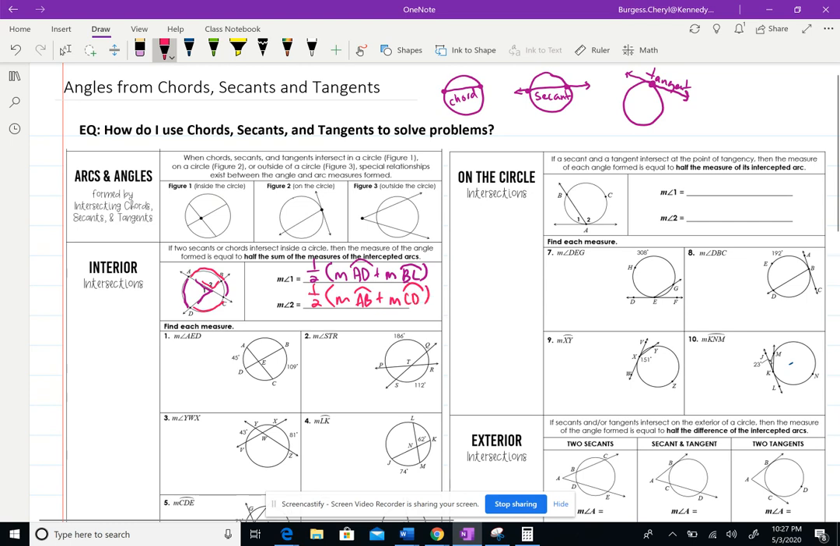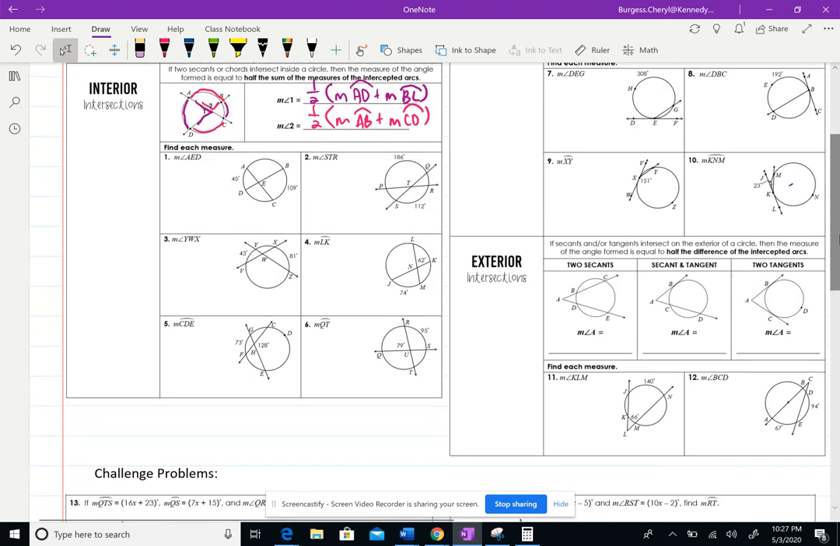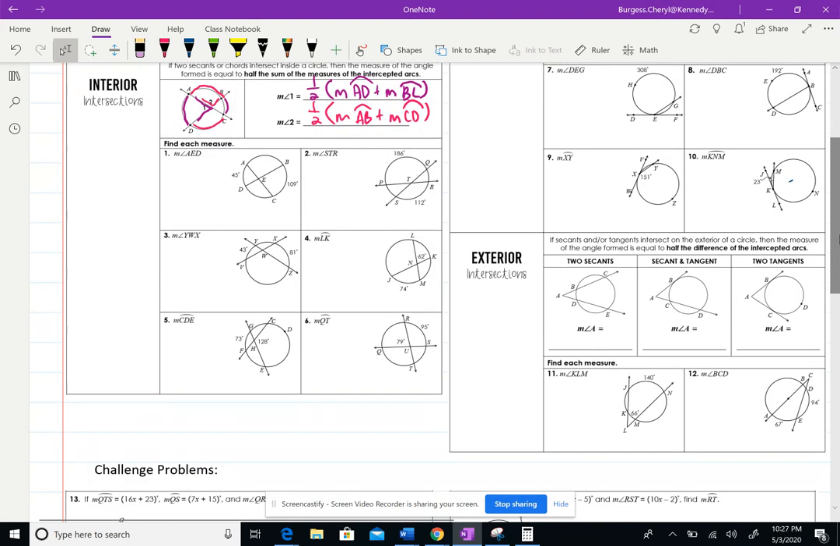Okay, so for these notes, I decided to do the harder ones. I'll leave you guys the easier ones. I'll do the right side. You guys can do the left. So I'm starting with number 2. So number 2 says, find the measure of angle STR. Here's STR.